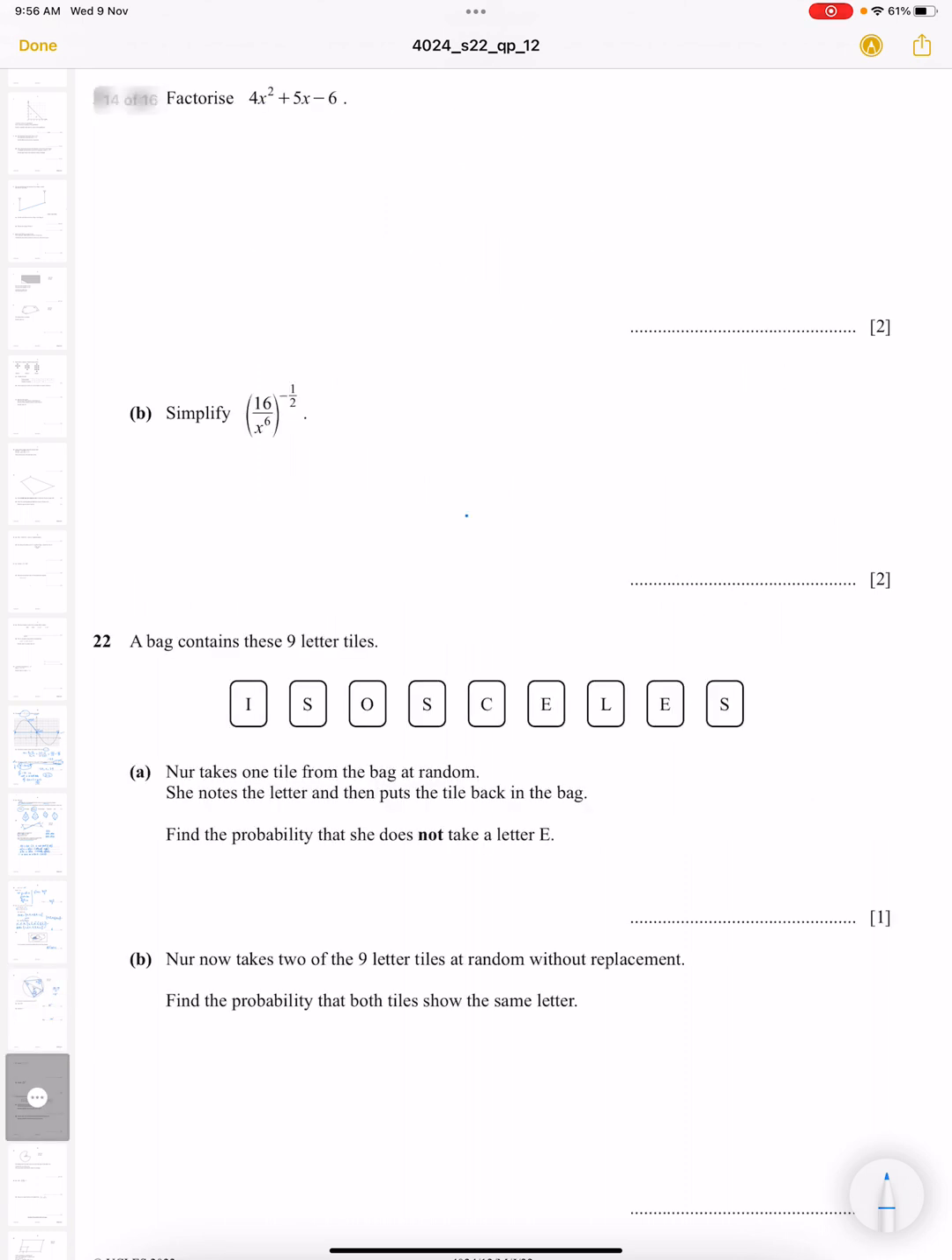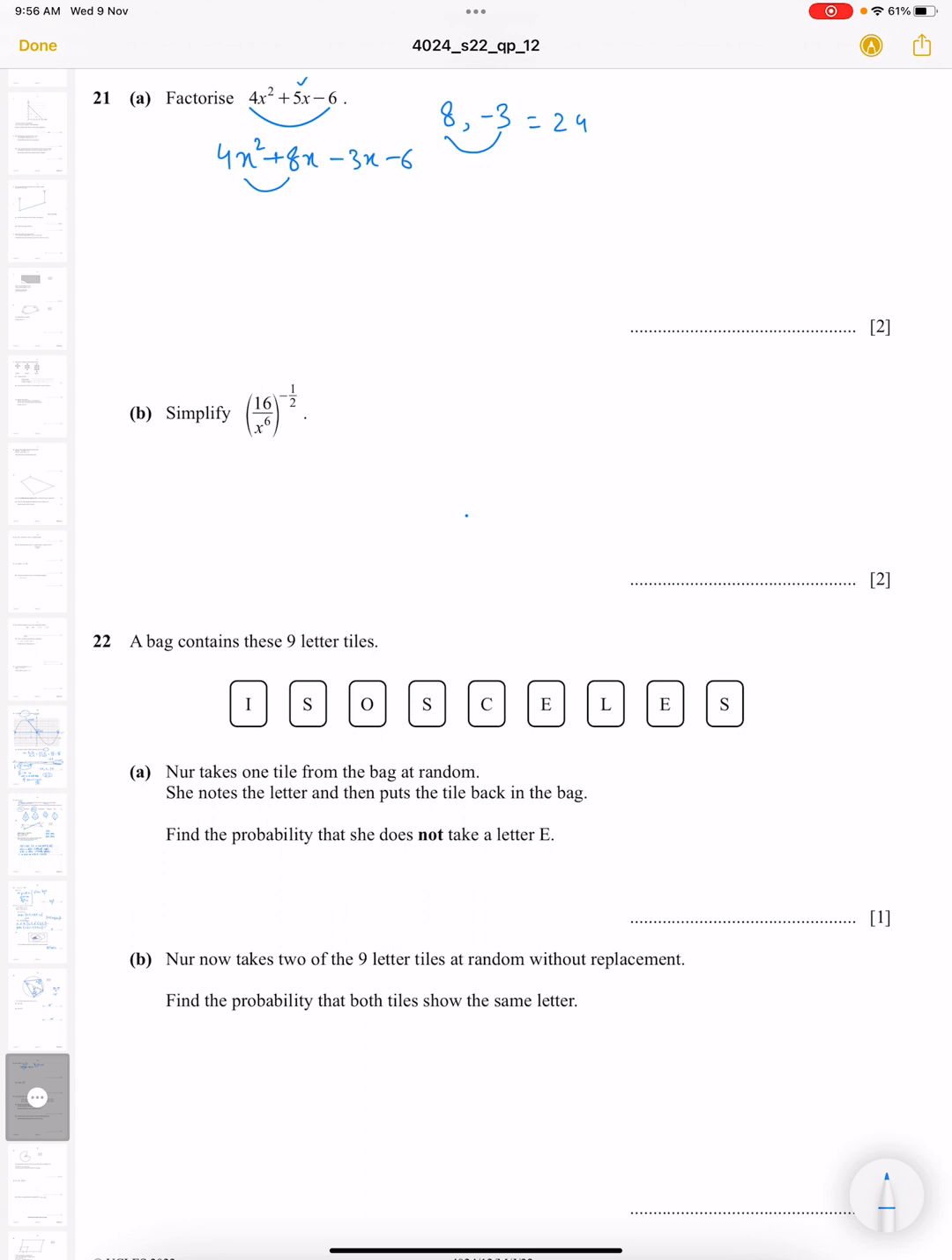Factorize 4x squared plus 5x minus 6. It's a quadratic expression, so we will use a very famous technique of breaking the middle term. We have to make product 24, as 4 multiplied by 6 is 24, and sum is 5. We have to think of those numbers whose sum gives us 5 and product gives us 24. Those are obviously 8 and negative 3, because 8 minus 3 is 5 and their product becomes 24.